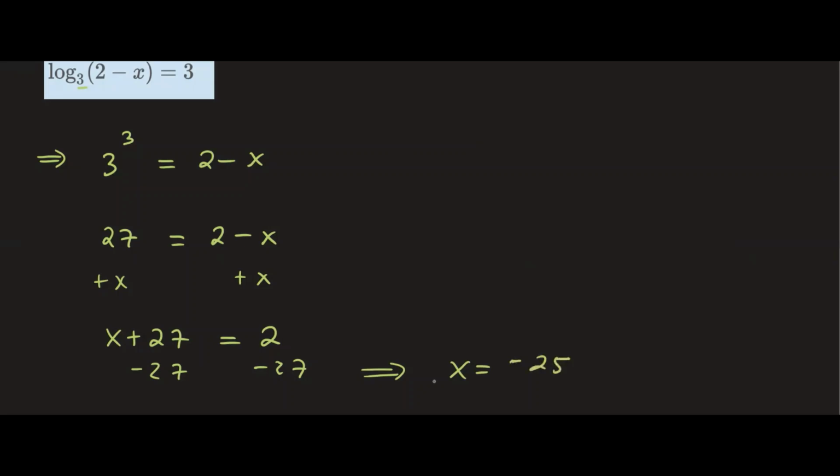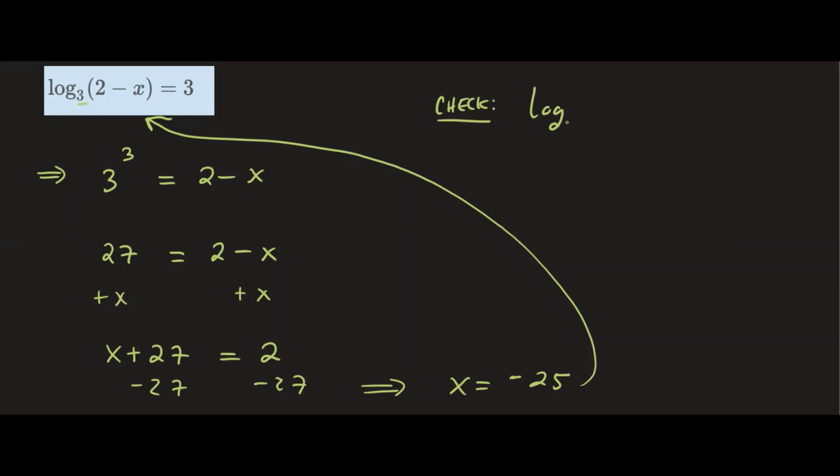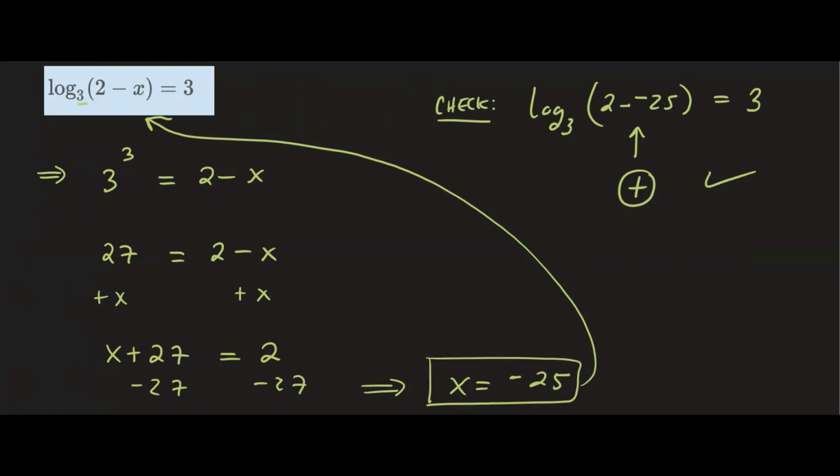Now with logarithmic equations, you always want to check your answer. So let's plug this into the original and check. If we input negative 25, we have log base 3 of 2 minus negative 25. Well, because this is positive, the check is complete. You just want to make sure that the input value of any logarithm is always positive because of the domain. Okay, so we'll say yes, x equals negative 25 is a solution.